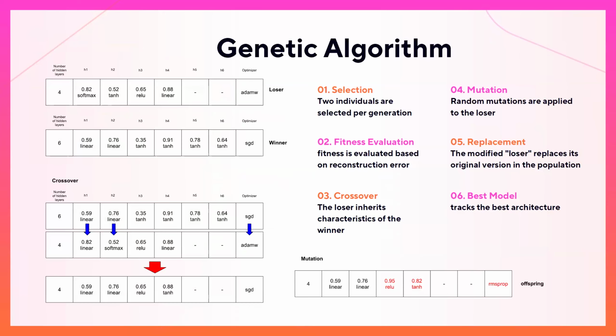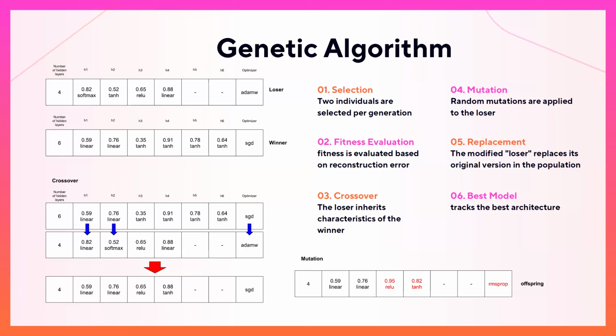So let's talk about the process of the memetic algorithm now and what we have done. The first part is the global search genetic algorithm, which follows 6 steps that repeat until we reach the final generation. First, 2 individuals are selected. Then we evaluate the fitness score using the reconstruction error. A crossover could happen, and I have included an example in this slide. As you can see, the chromosomes are the number of hidden layers, the hidden layer contents, and the optimizers.